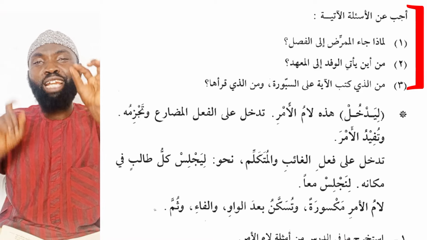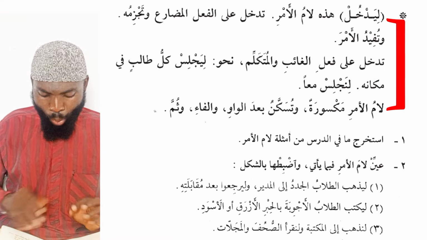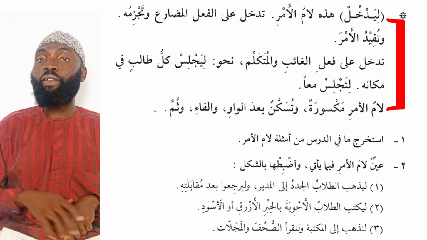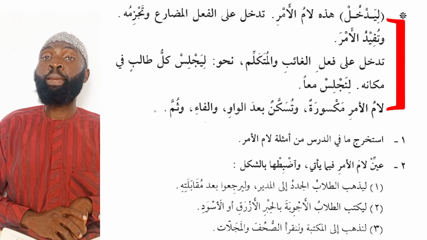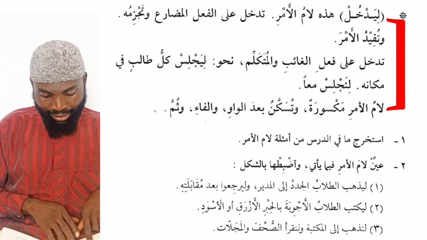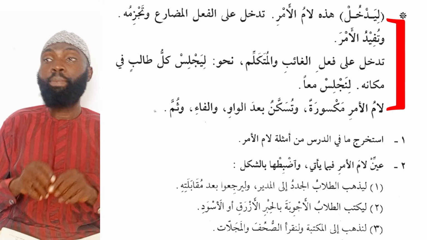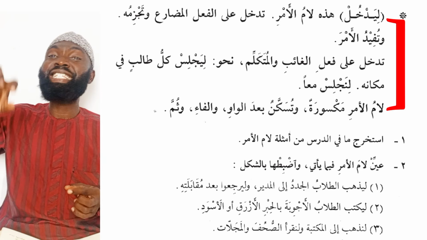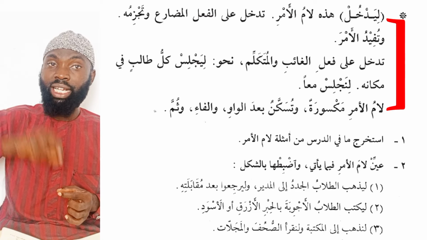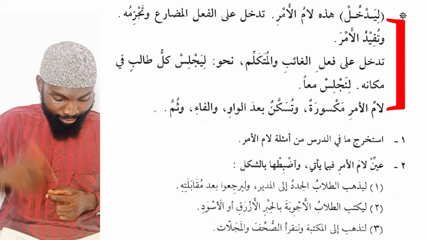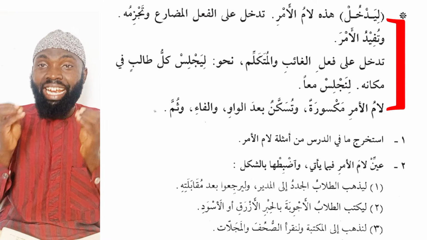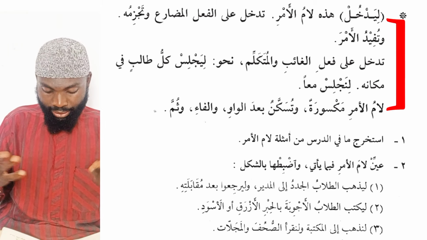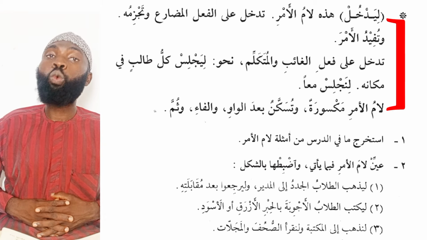Now moving on to the topic of lam al-amr, the explanation of the book. We have liyadkhul. The word liyadkhul, هذه lam al-amr. This lam coming before the word yadkhul is called the lam of imperative or the lam of command. تدخل على الفعل المضارع. This lam is usually introduced into a present tense verb. وتجزمه, and it causes the present tense verb to carry sukun, as we can see here, liyadkhul. وتفيد الأمر, and it portrays the meaning of command. It gives the meaning of what? Command.